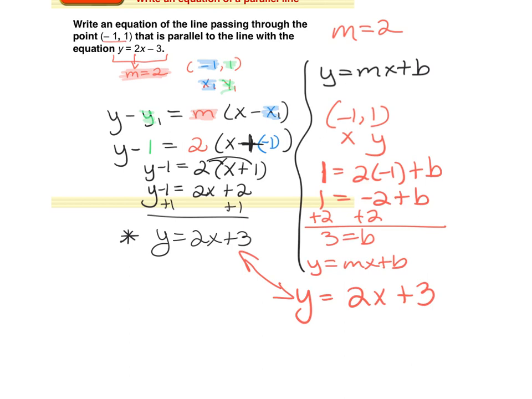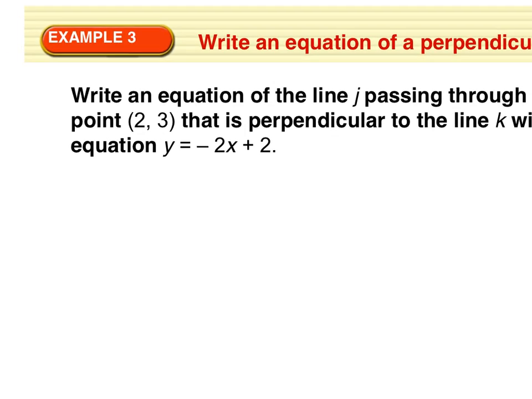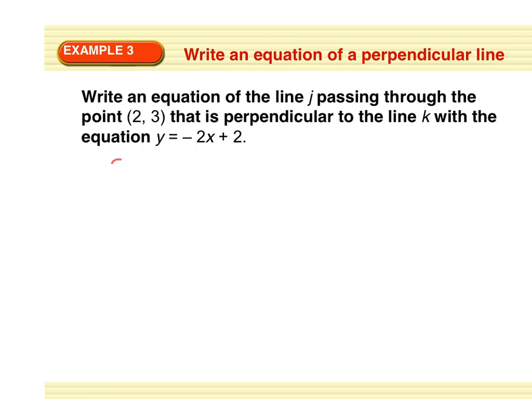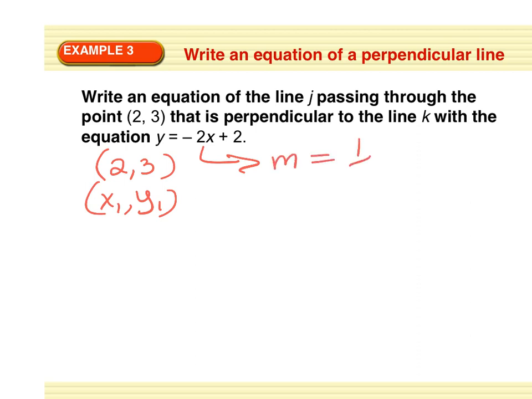So we're going to do the same process. The only thing that's different is when we pull the slope out of the equation, we're going to make it the opposite reciprocal. So for example, here is my ordered pair. The (2, 3) is x1, y1. I'm using point slope. The slope I need to pull out of this equation has the opposite sign, so it'll be positive, and then the reciprocal. So the slope for the perpendicular would be 1/2.